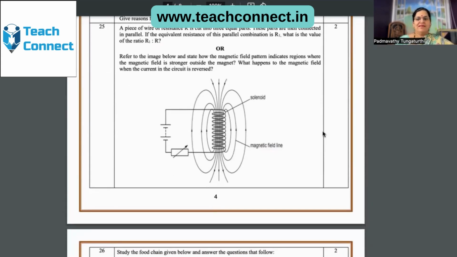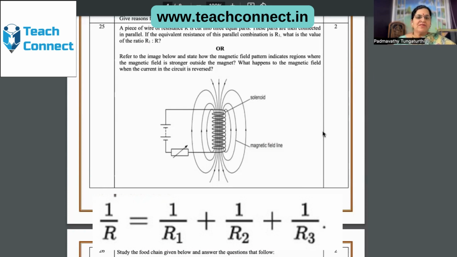This is a very interesting question. A piece of wire of resistance R is cut into 3 equal parts. These parts are then connected in parallel. If the equivalent resistance of this parallel combination is R1, what is the value of the ratio R1 to R?